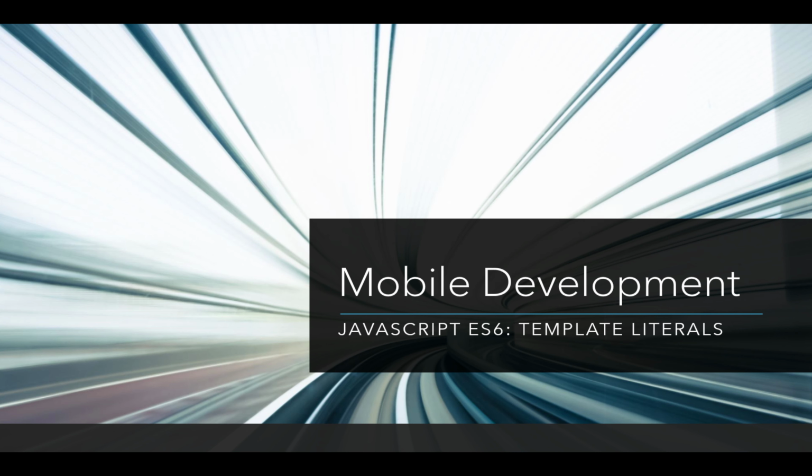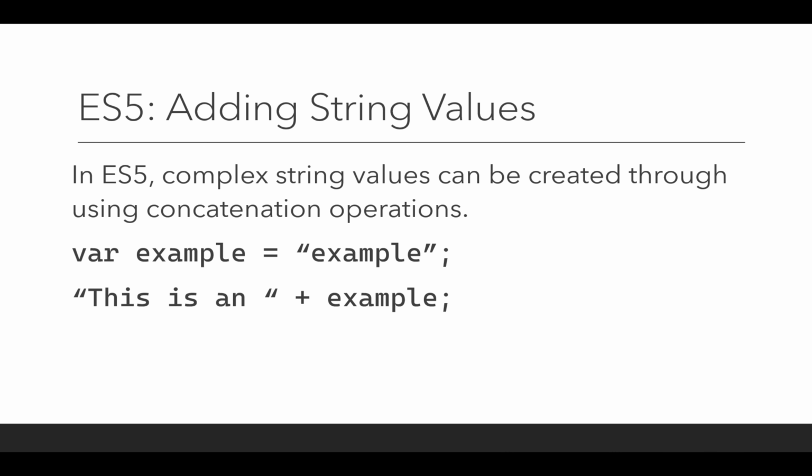JavaScript ES6 Template Literals. In ES5, complex string values can be created through using concatenation operations. That is, string values can be added together.